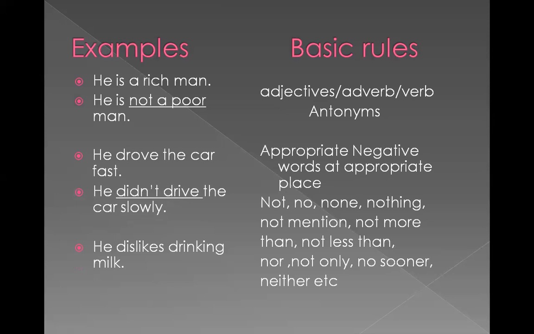Okay, we'll move towards the third example. He dislikes drinking milk. Now over here, we couldn't find adjective, adverb, but yes, verb is present, dislikes. So we are going to convert it into opposite. The opposite of dislike is likes, and it is a present tense. So we are going to use the word does not. He does not like milk.